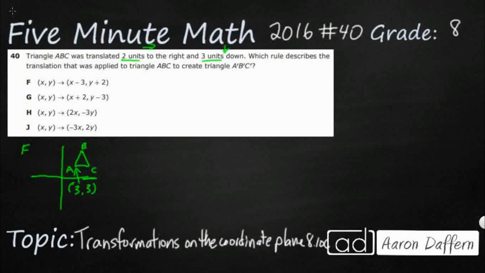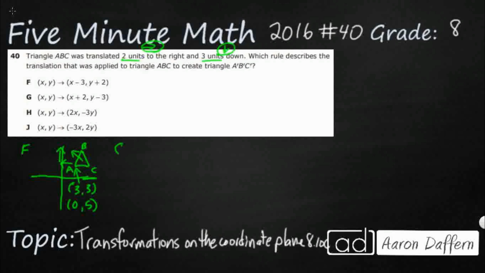So if I were to do x minus 3, 3 minus 3 would turn into 0, which means it's going to the left. And then y plus 2, so that 3 would turn into a 5. So it's going to the left, and then it's going up. That's going to be a translation, and you're just going to slide it to the upper left. But we're wanting to go 2 units to the right and 3 units down. So at least we're translating it, sliding it, but it looks like that's just going in the wrong direction.